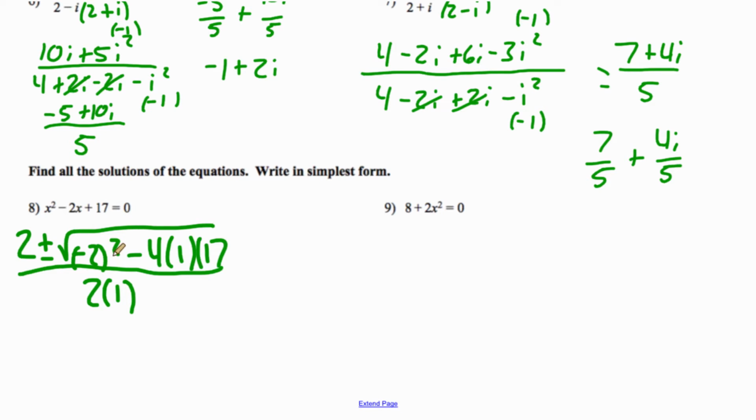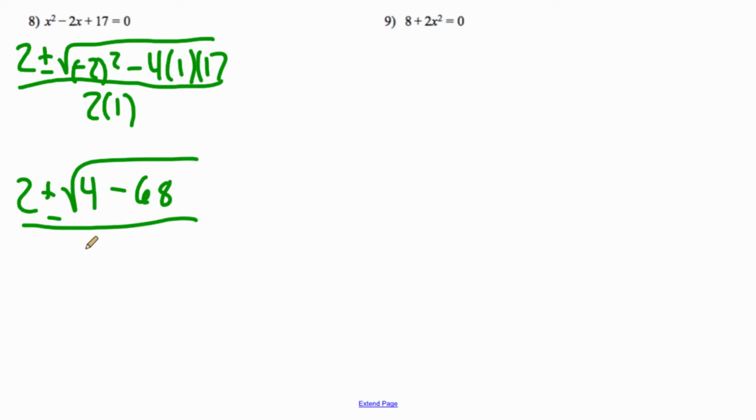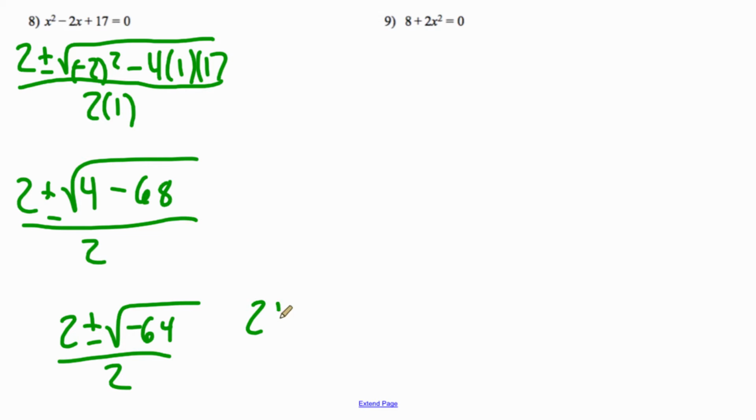Now I'm going to work underneath the radical first and simplify that down. If we take negative 2 and square it, we get 4 minus 4 times 1 is 4, and 4 times 17 is 68. So we got 2 plus or minus that square root all over 2. Now 4 minus 68 is negative 64, so 2 plus or minus the square root of negative 64 all over 2. And the square root of negative 64, well, the square root of 64 is 8, but since it's negative, we get 8i. So it's 2 plus or minus 8i over 2.